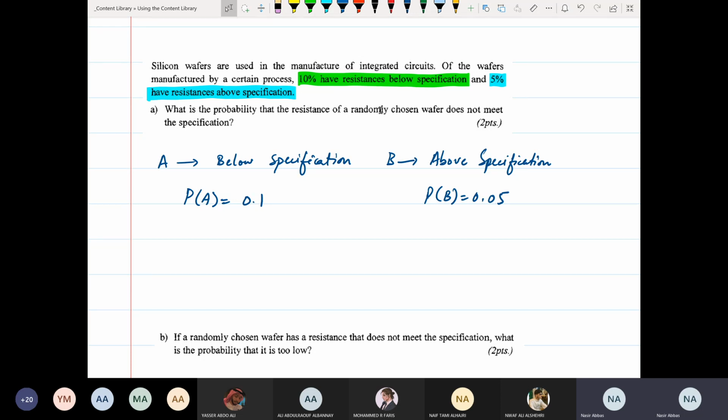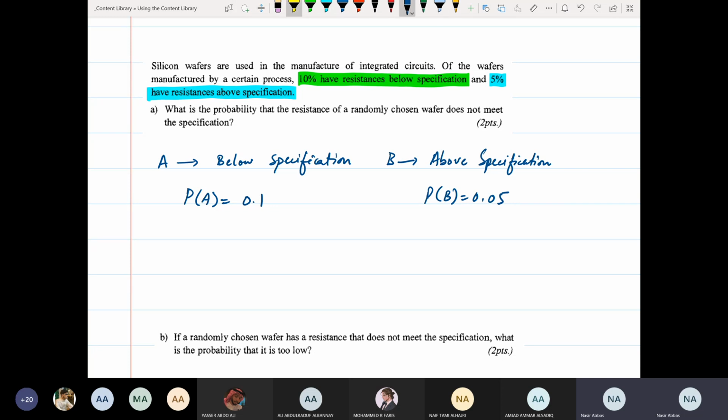Amjad. Because they are below and above, there is the middle. There is a middle part which satisfies the specification. So those 85% of the products are satisfying the specifications. If you talk about all three categories, that should make a whole 100%. So obviously from this information, if the question asks what is the probability that our product will meet the specification, that's simply 85%.